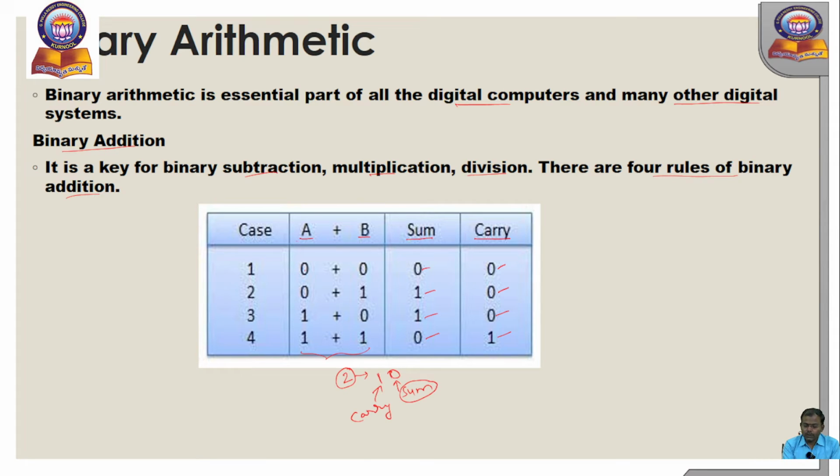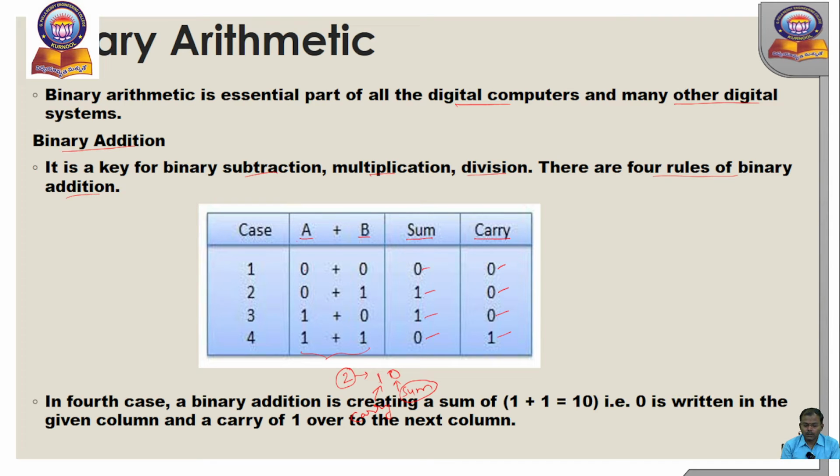1 plus 1 is represented in binary as 10 because 2 is not allowed in binary numbers. So 0 is considered the sum and 1 is considered the carry. So in the fourth case, binary addition creates a sum of 1 plus 1, which is called 10. So 0 is written in the given column and a carry of 1 goes to the next column. That is, 0 is written under sum and 1 is written as carry.